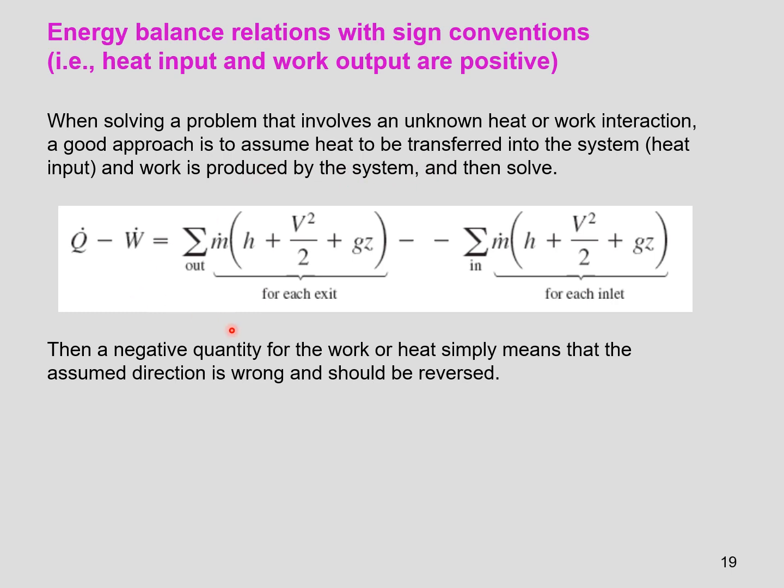We'll assume those to be positive. Then a negative quantity for the work or heat simply means that the assumed direction should be reversed. So in other words, if you solve one of these and you get a negative, that just means that instead of coming in, it actually went out.